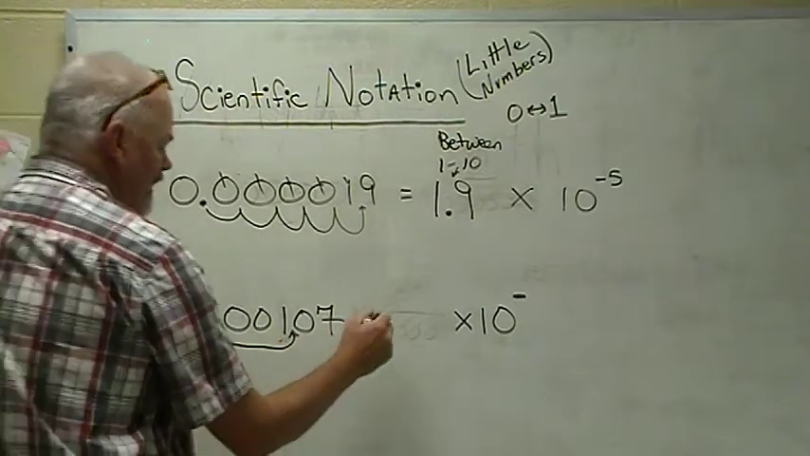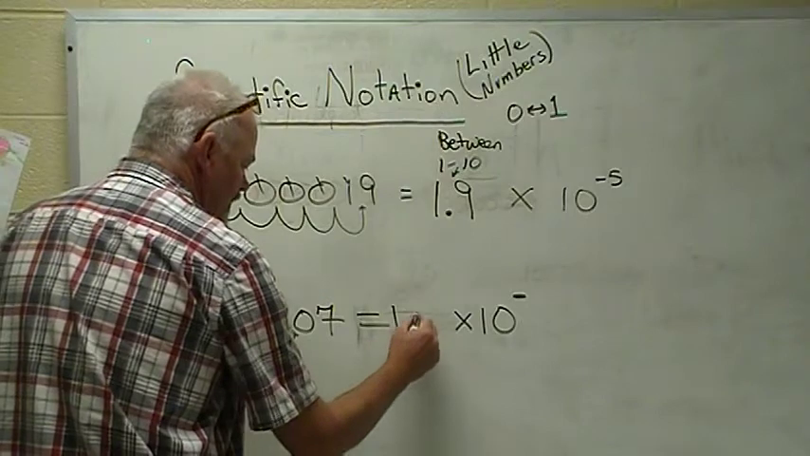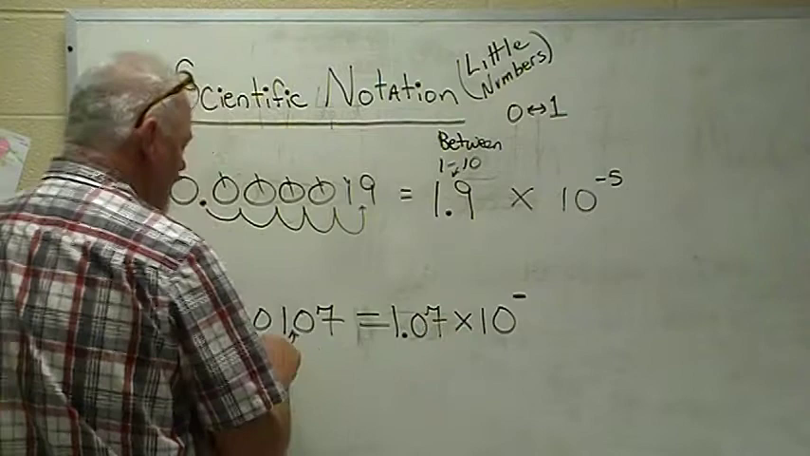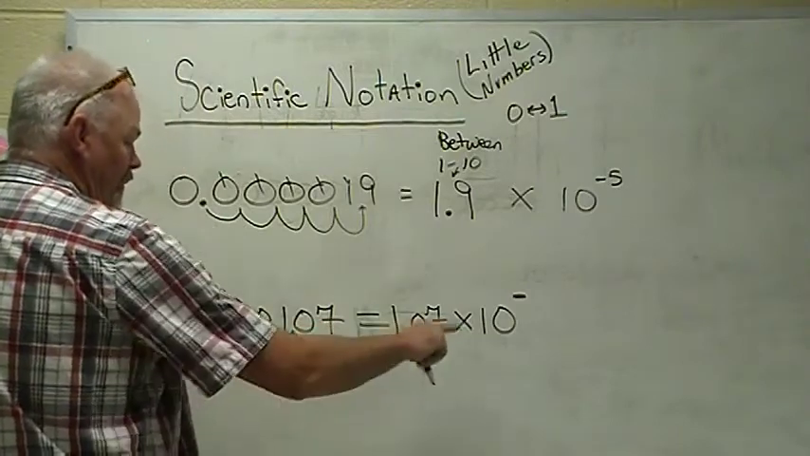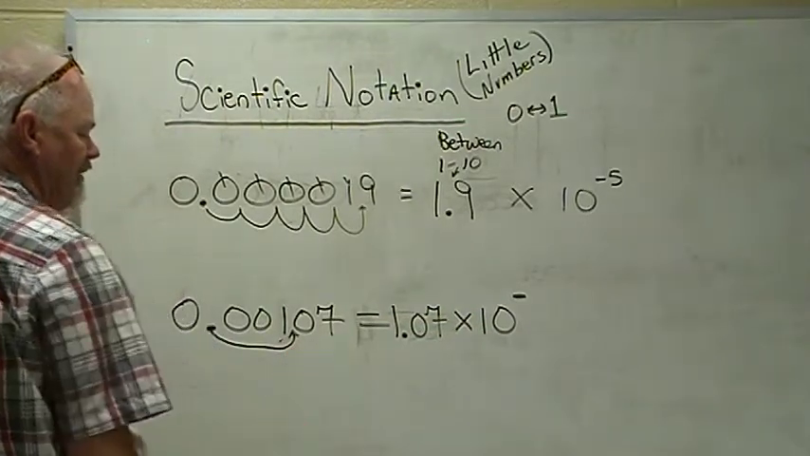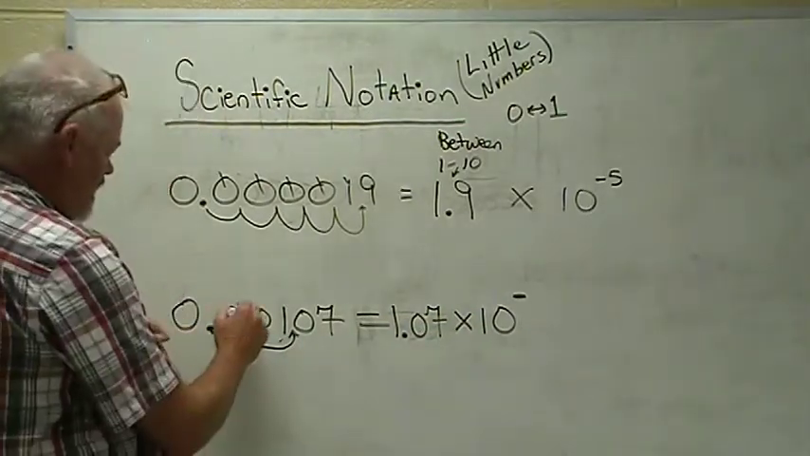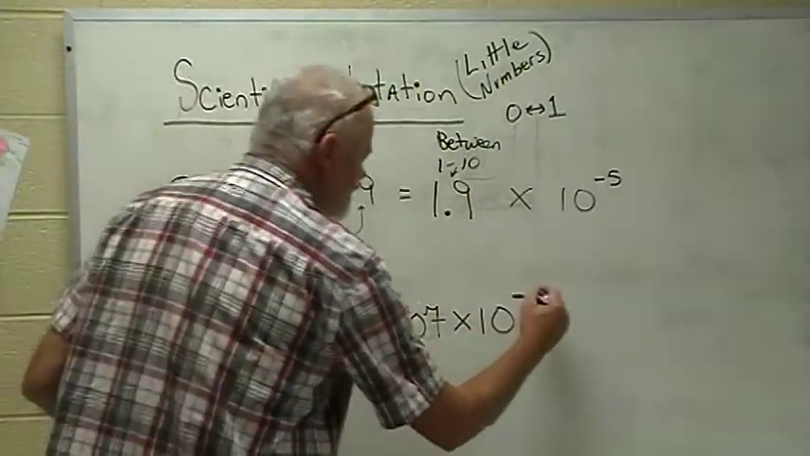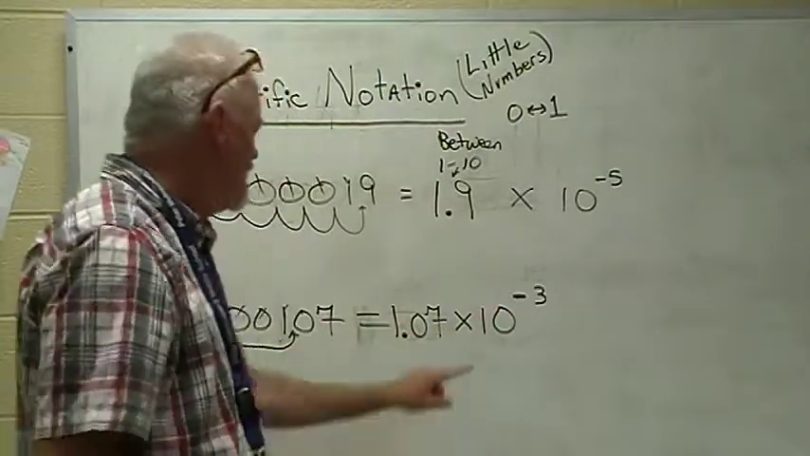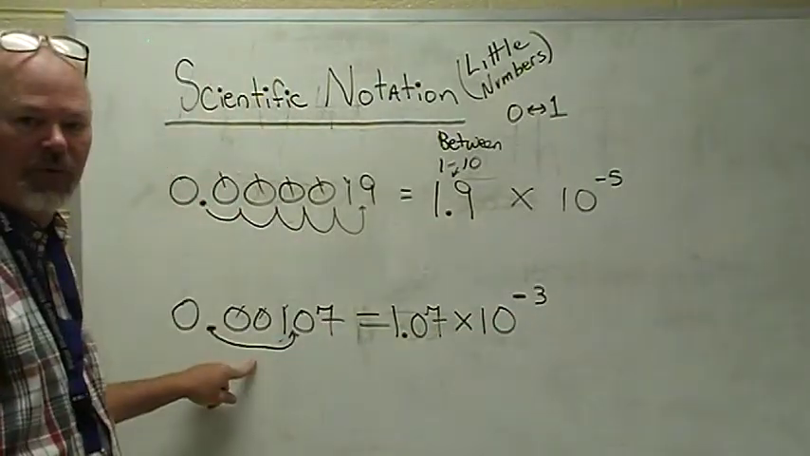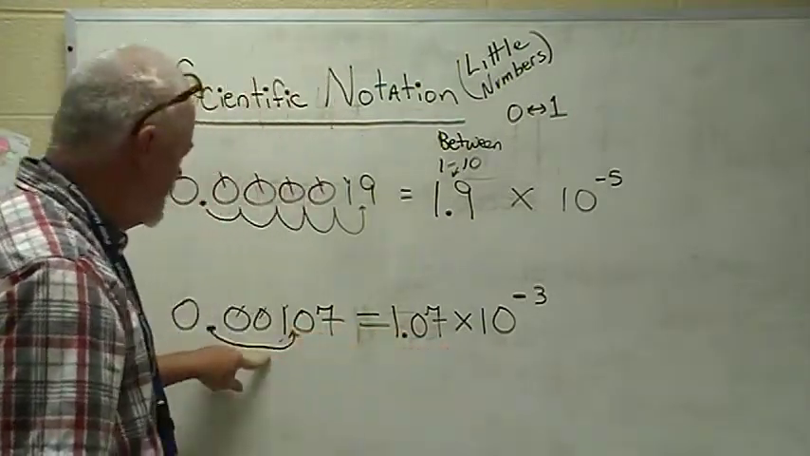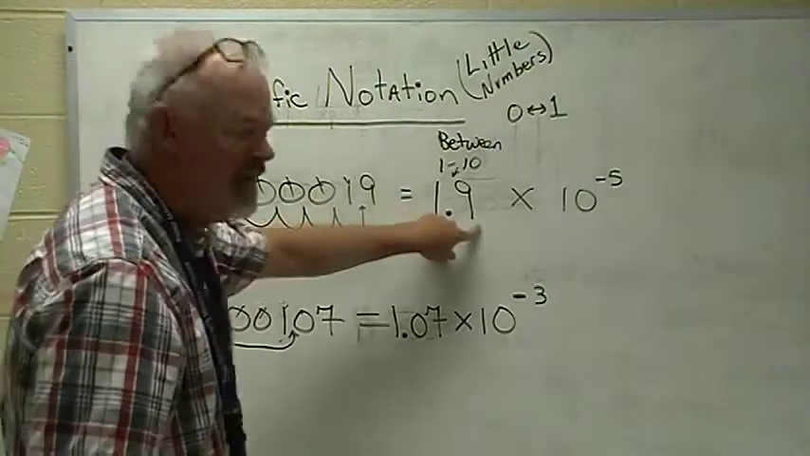So our new number is 1.07. We got to write it all the way out to that 7. Keep writing till you get to a number. There's no more numbers other than, you can have zeros behind it, but write to the last number that's not 0. And then how far did we move it? We moved it 1, 2, 3 places. 1.07 times 10 to the negative 3 power. Same as this decimal. Right? Standard form, scientific notation. Standard or decimal, scientific notation.